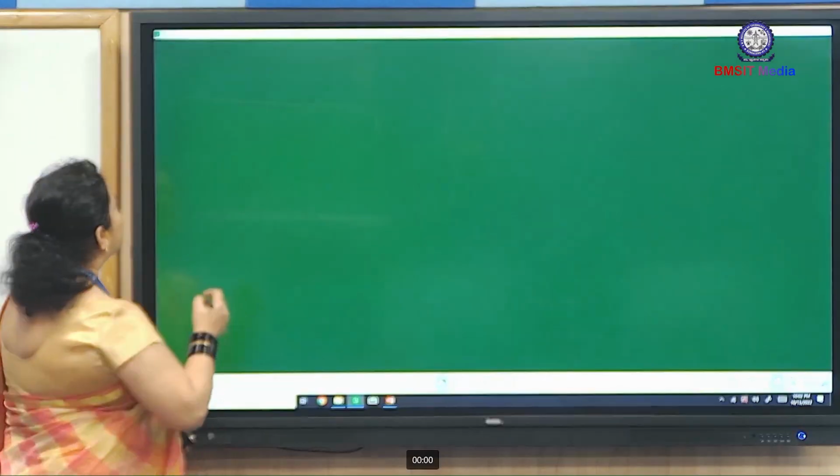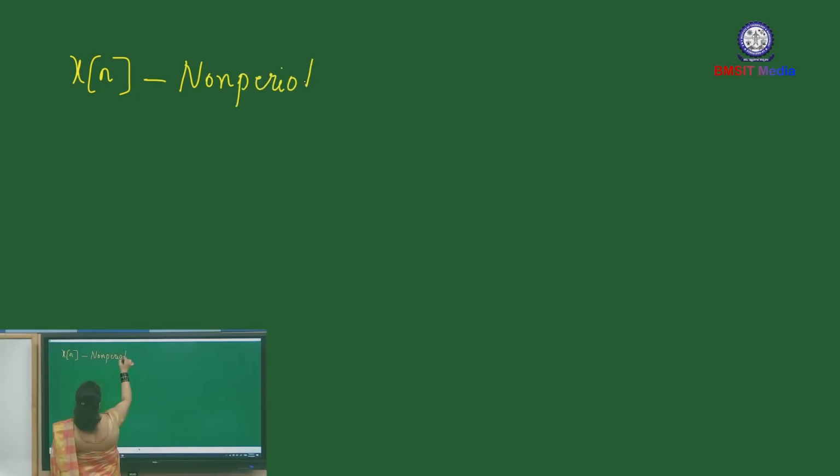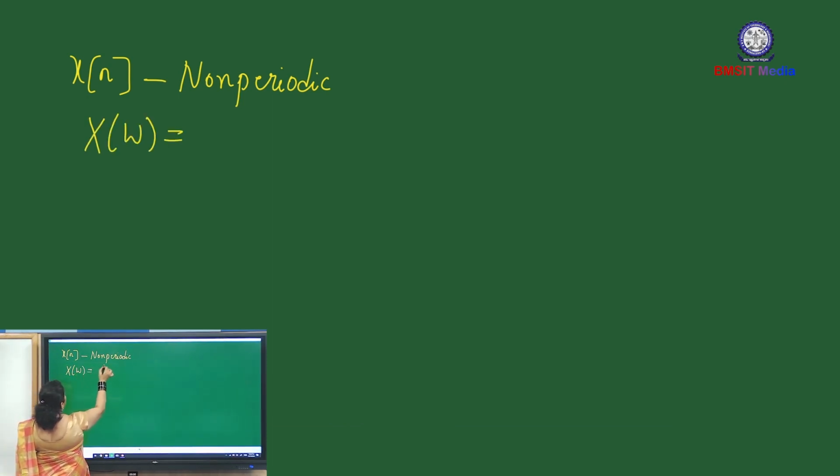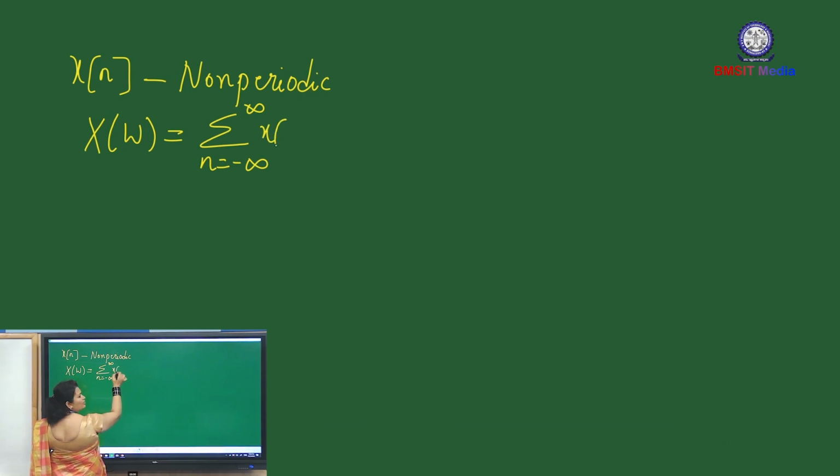Now for this, first I am going to consider a discrete time sequence x of n, which is non-periodic in nature. Okay. Now I am going to first apply Fourier transform on this x of n. Application of Fourier transform results in x of omega, which is equal to summation of n varying from minus infinity to plus infinity, x of n e raised to minus j omega n.